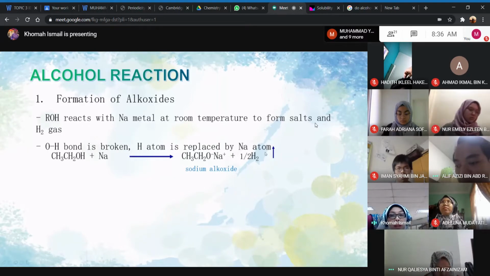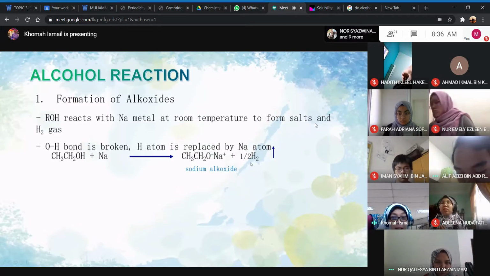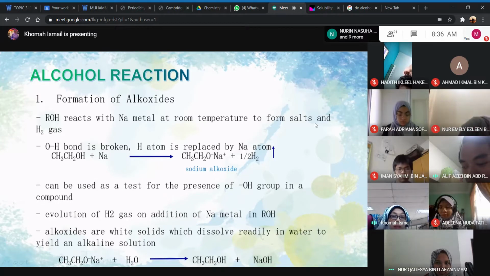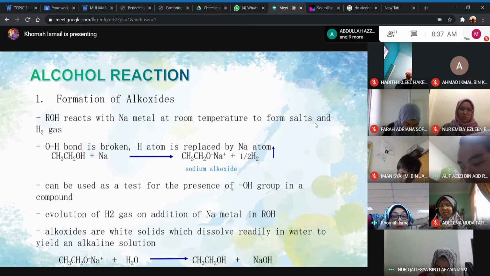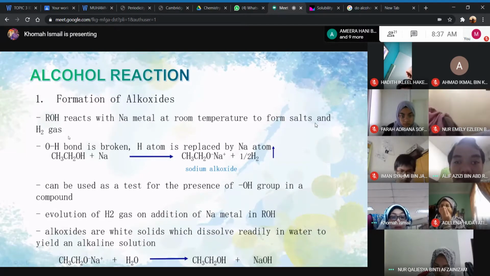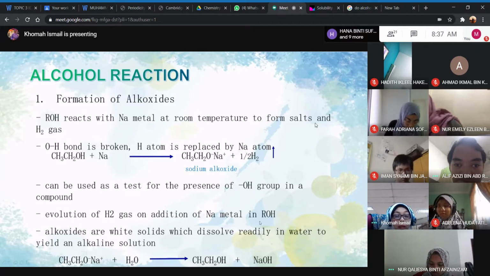And the most important observation is the hydrogen gas that is evolved. This can be used as a test for the presence of an OH group in a compound. Sometimes they ask you to test your product. When you have this compound and you use sodium, when hydrogen is evolved, that shows that there is alcohol.